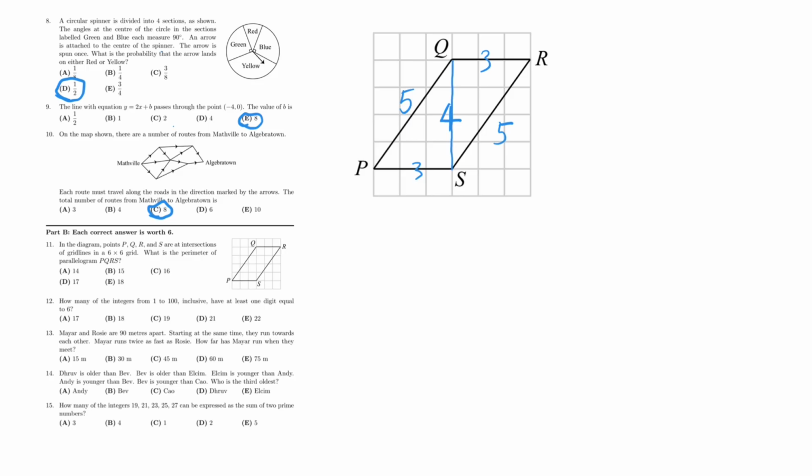So the perimeter equals 3 plus the 5 times 2. That's the 16. So the answer of 11 is C.